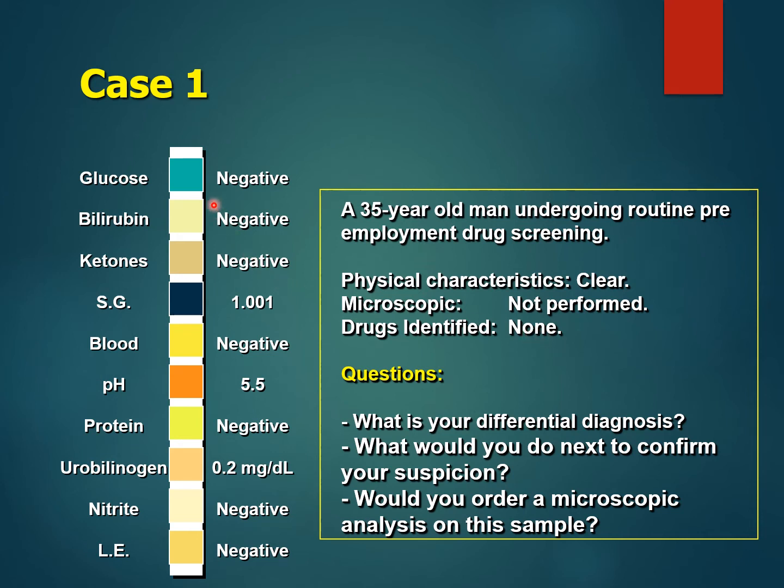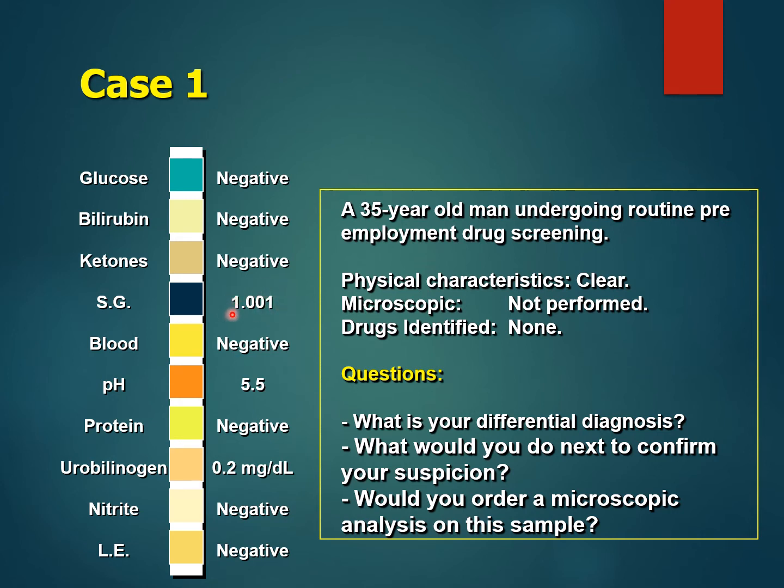And this is the dipstick of this patient. Glucose is negative, bilirubin is negative, ketones are negative, specific gravity 1.001, blood is negative, pH is 5.5, protein is negative, urobilinogen within normal, nitrite is negative, leukocyte esterase is negative. So what is abnormal in this patient, you think? And how to make sure if this patient has a disease or you need to do something else? I think all of those are negative, except one here, which is the specific gravity.